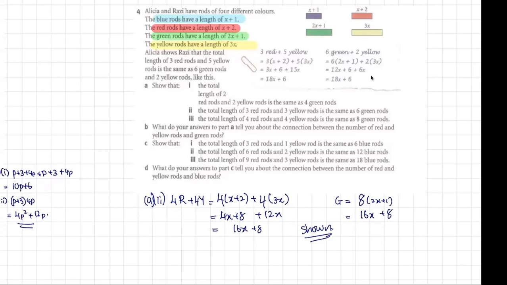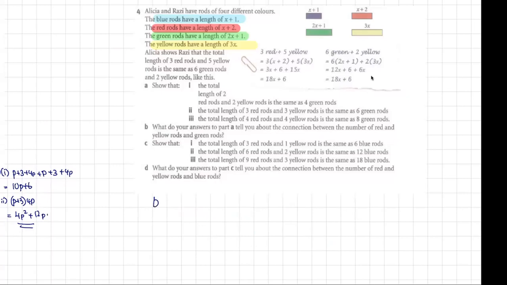What do your answer to part A tell you about the connection between the number of red and yellow rods and green rods? So they are the same. Okay, so you can see that maybe if you B, you want to write something more, you can actually write in B. You can just write that 2 green rods is the same as 1 red plus 1 yellow.